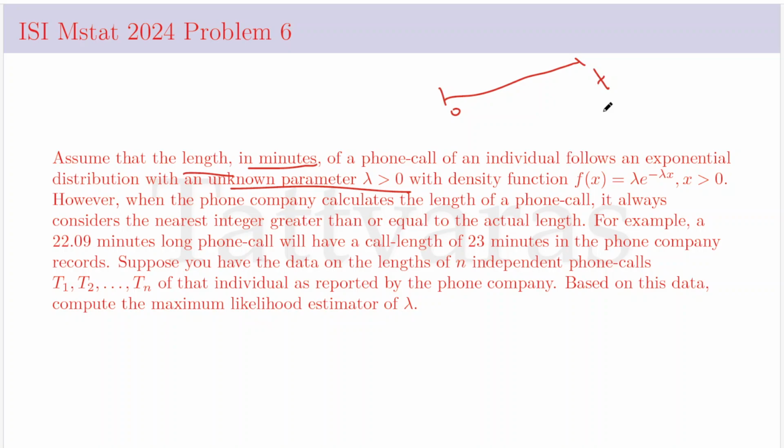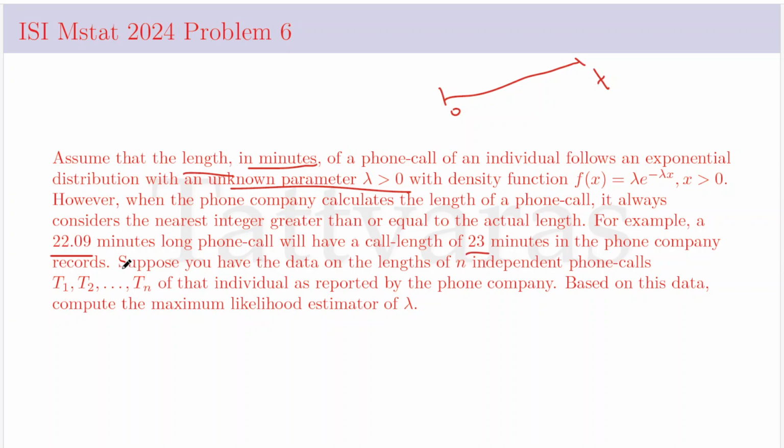However, when the phone company calculates the length, they are doing an approximation because we can't always calculate things exactly, right? So suppose we have 22.09 minutes and the company actually notes it down as 23 minutes.